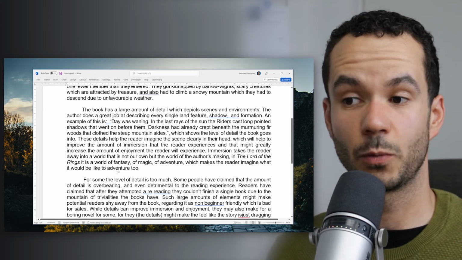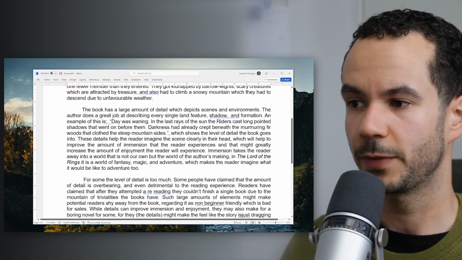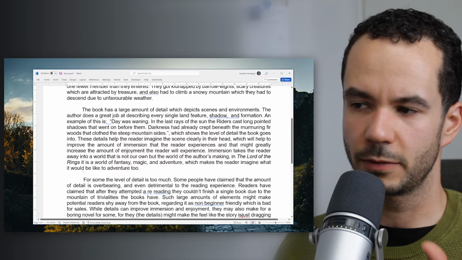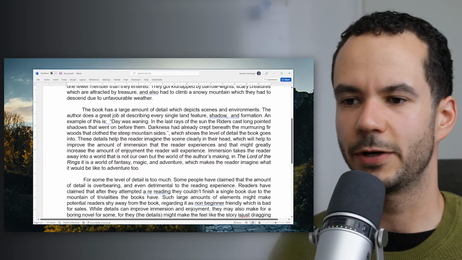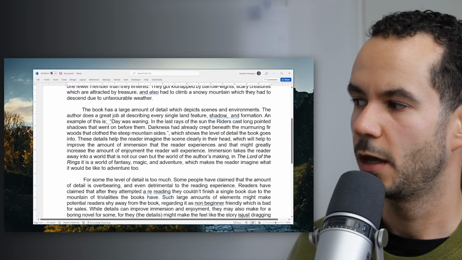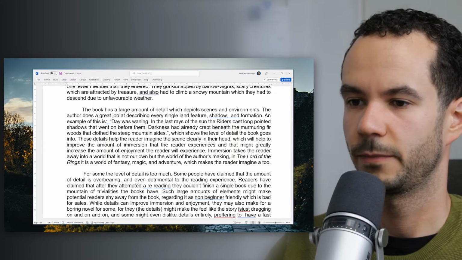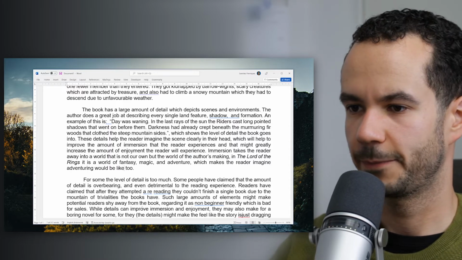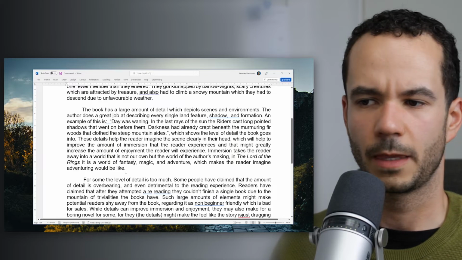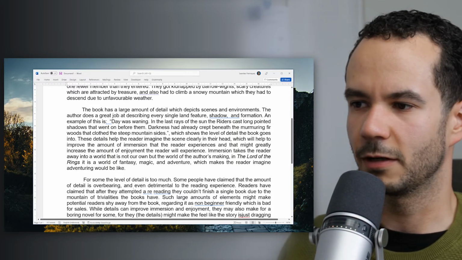We can say that it's a world of fantasy, magic, and adventure, which makes the reader imagine what it would be like to adventure too. And we can even make this less wordy by saying, which makes the reader imagine what adventuring would be like. Now, some might say don't end your sentences with prepositions. That's fine. That's something people say. I don't really mind, so I'm going to leave it like this.